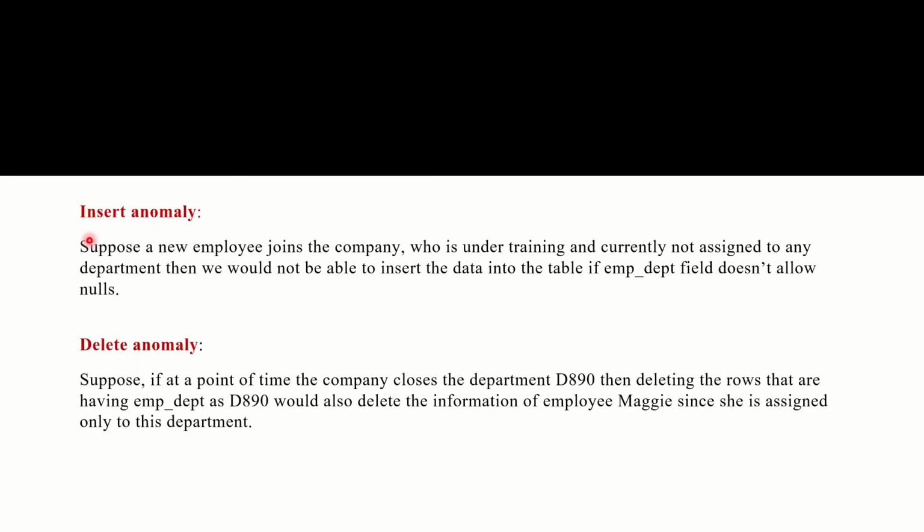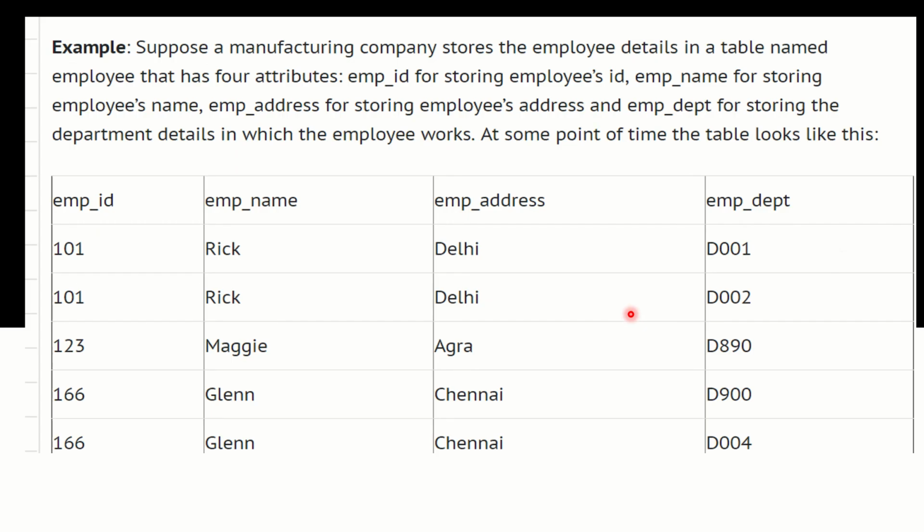Next type of anomaly we have to study is called the insert anomaly. In order to explain this concept, suppose that a new person has entered into that organization. Suppose he is in a training phase, that is, he is not yet assigned to any of the departments. If you are considering this table, suppose the employee department field is set as not null, that is, we cannot give a null value to the employee department field.